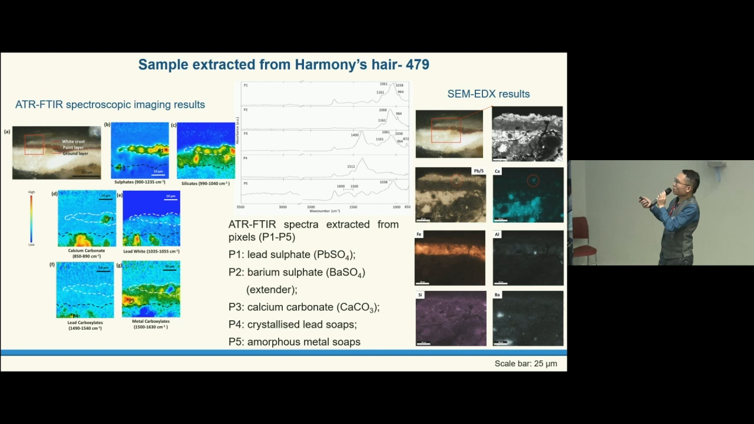And additionally, we also detected two types of metal soaps, the crystallized and the amorphous one. The crystallized is mainly lead soaps which are located in the ground layer, while the amorphous metal soaps show a broad carboxylate band at 1500 inverse centimeters to 1600 inverse centimeters. And this kind of amorphous metal soaps is mainly distributed in the paint layer.